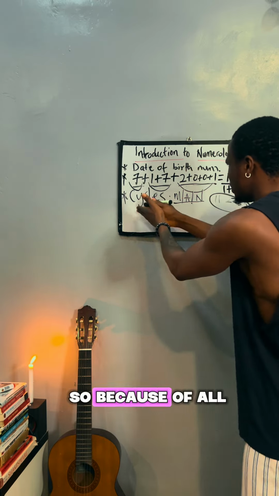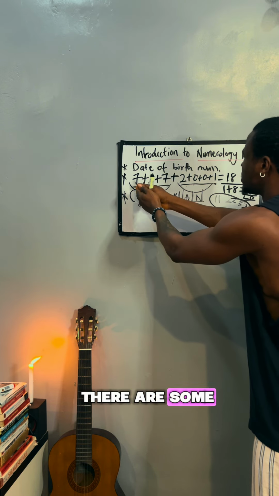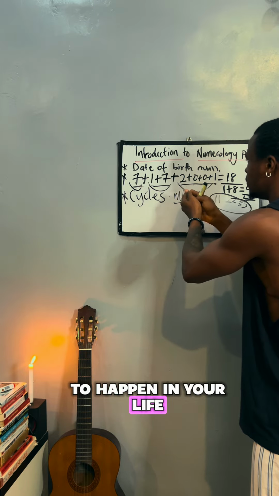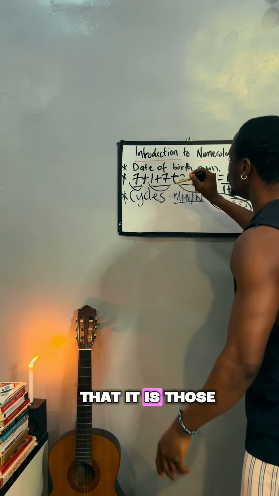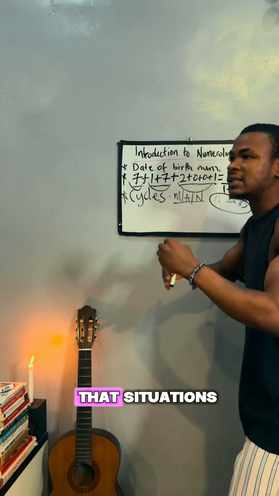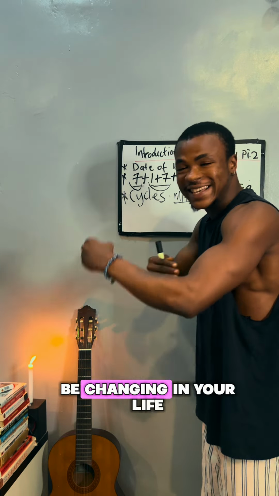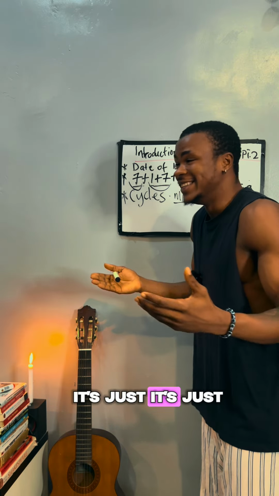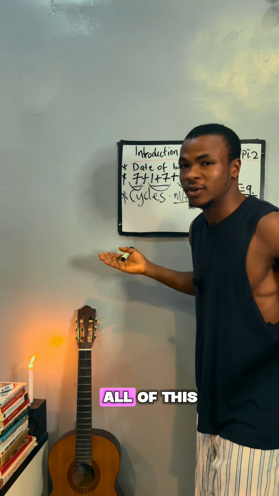So because of all of this, there are some circumstances that are going to happen in your life that it is those numbers that are causing it, and until you transition from those numbers, those situations and circumstances are going to be changing in your life. It's just so fascinating to realize all of this.